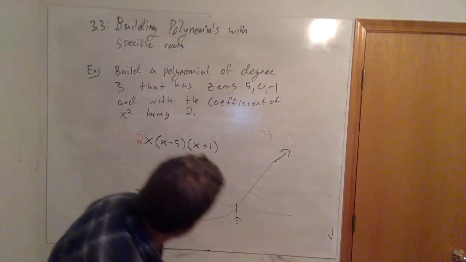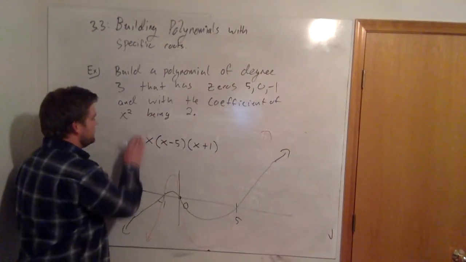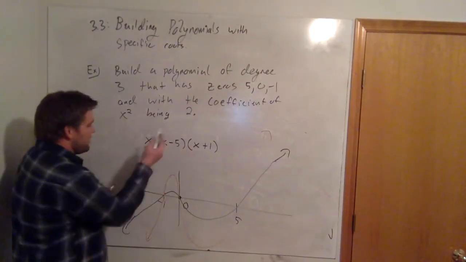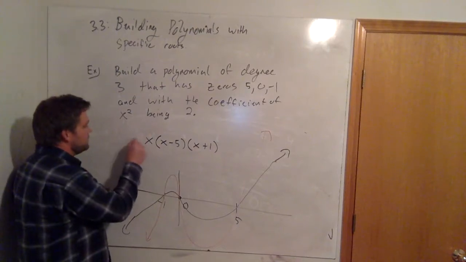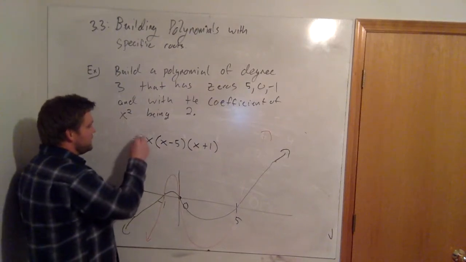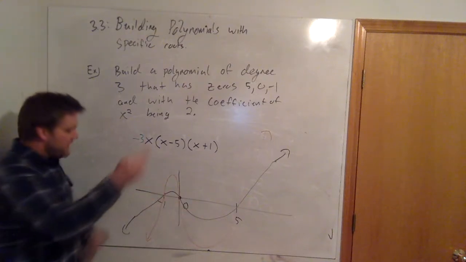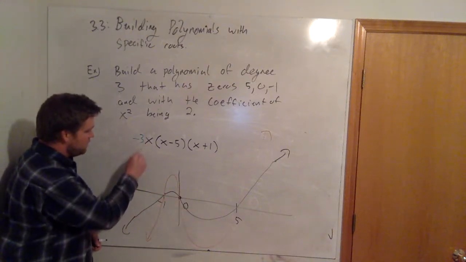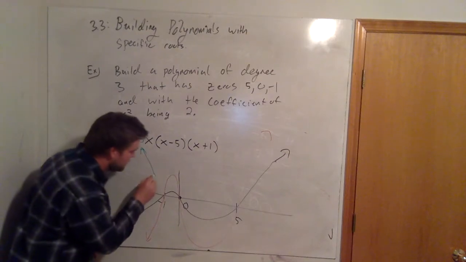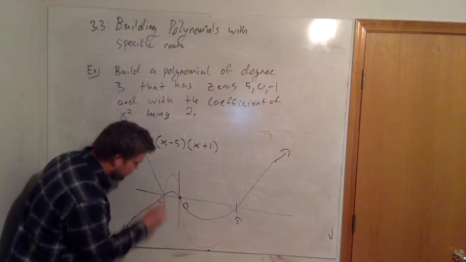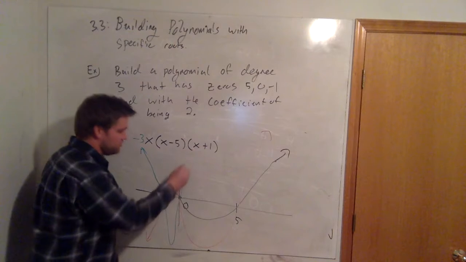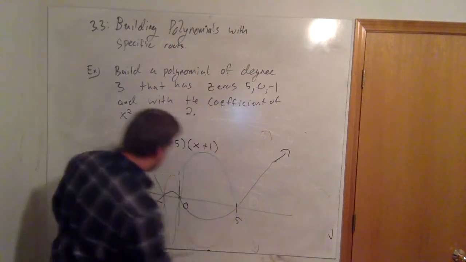Or maybe instead I multiplied the number out front by, I don't know, -3. It's still going to have these roots, but now it's going to reflect the graph and stretch it. So now the graph is going to be way more stretched, and it's going to be flipped.